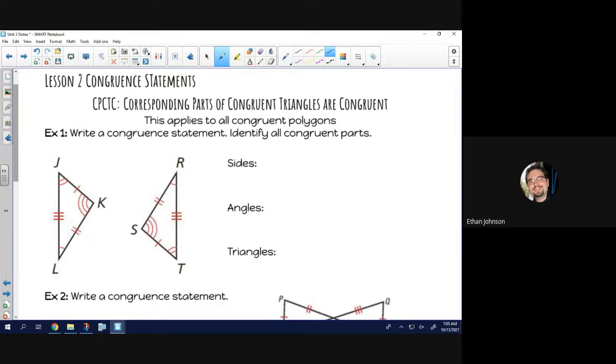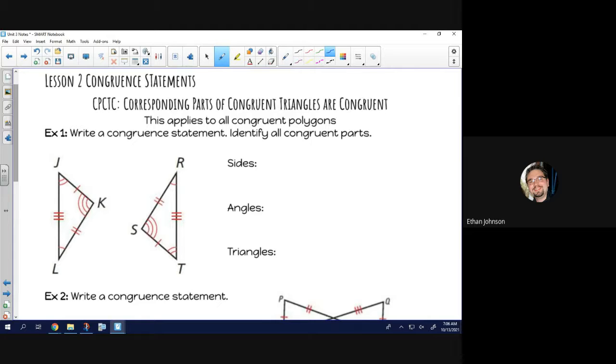Today we're going to be looking at congruent statements for triangles. Later on we're going to be dealing with something called CPCTC, or corresponding parts of congruent triangles are congruent. It applies to all congruent polygons, so 4-sided shapes, 5-sided shapes, 32-sided shapes, it does not matter. Corresponding parts of those figures are congruent.